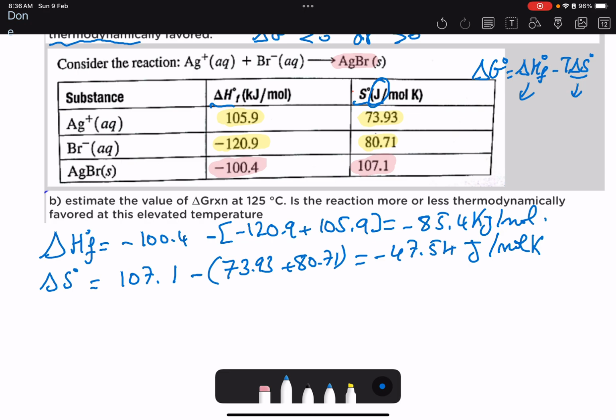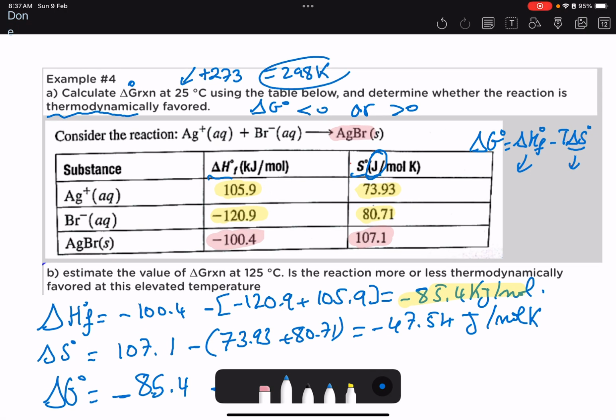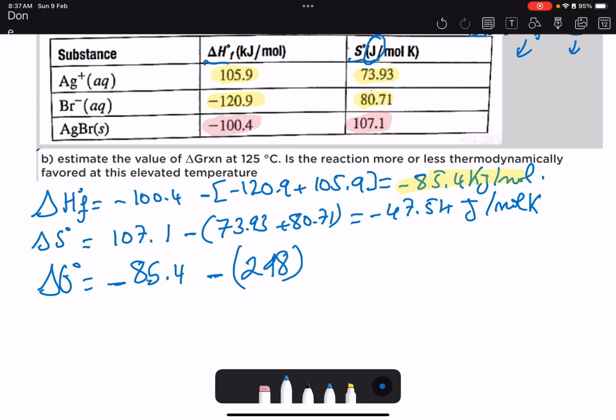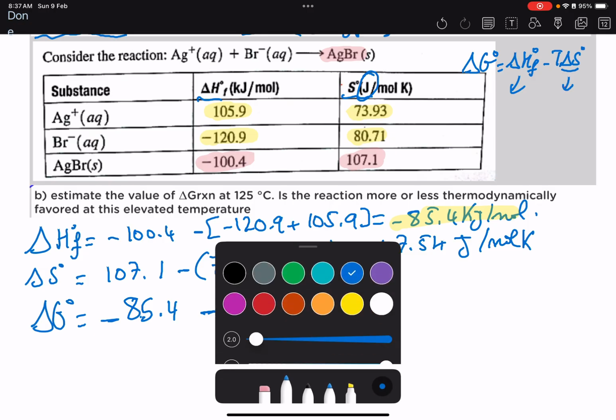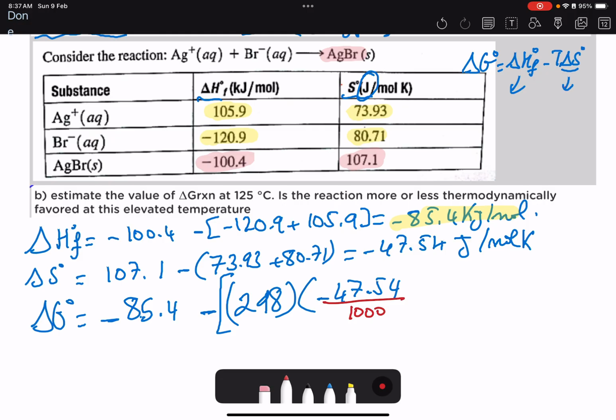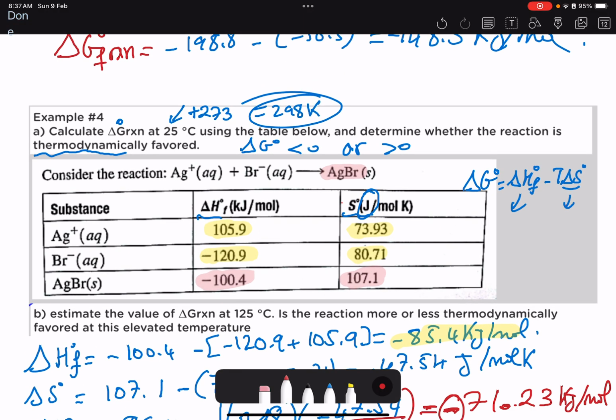Now, finally, let's find the delta G. Delta G is going to be enthalpy. I'm applying this formula. So, enthalpy is this value minus 85.4 minus the temperature that I have it at, 298 Kelvin, multiplied by negative 47.54 divided by 1000 to convert it to kilojoule. And the answer is going to be negative 71.23 kilojoule per mole. So this delta G is negative. So the reaction is thermodynamically, yes, it is thermodynamically favored.